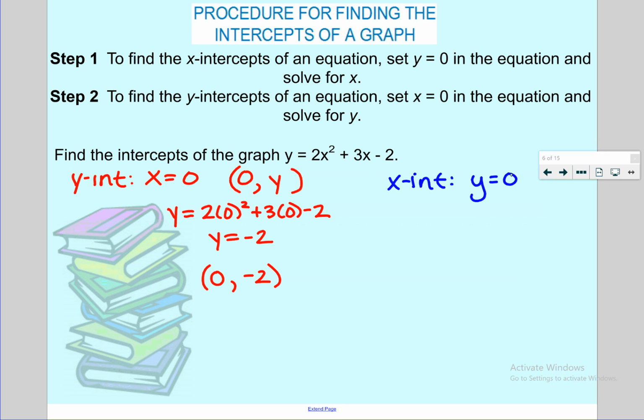Okay, and then x-intercepts. X-intercepts are when y is equal to 0. So we plug in 0 for y. And then we solve for x. Okay, so we have a quadratic. We're going to see a lot of those this semester. I will tell you they pop up in like every single chapter.